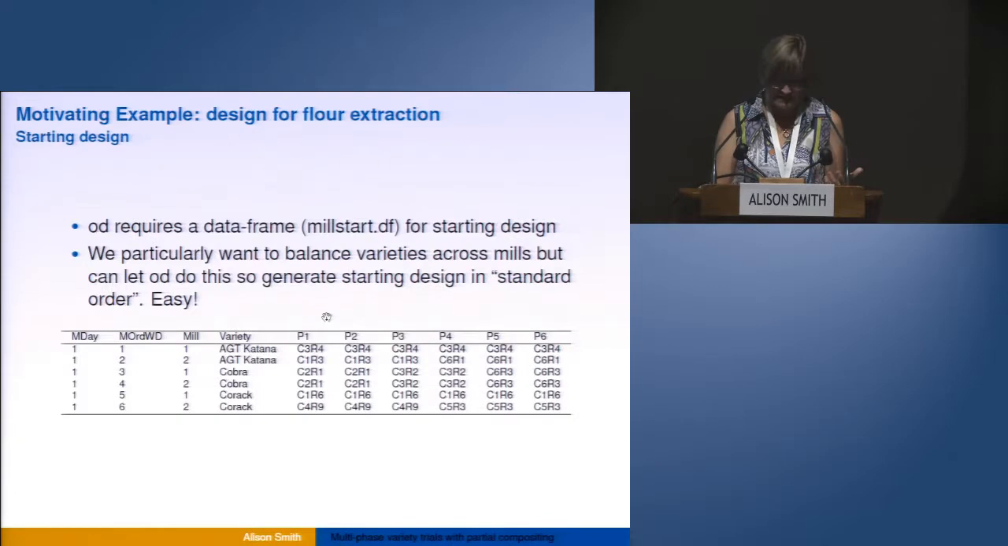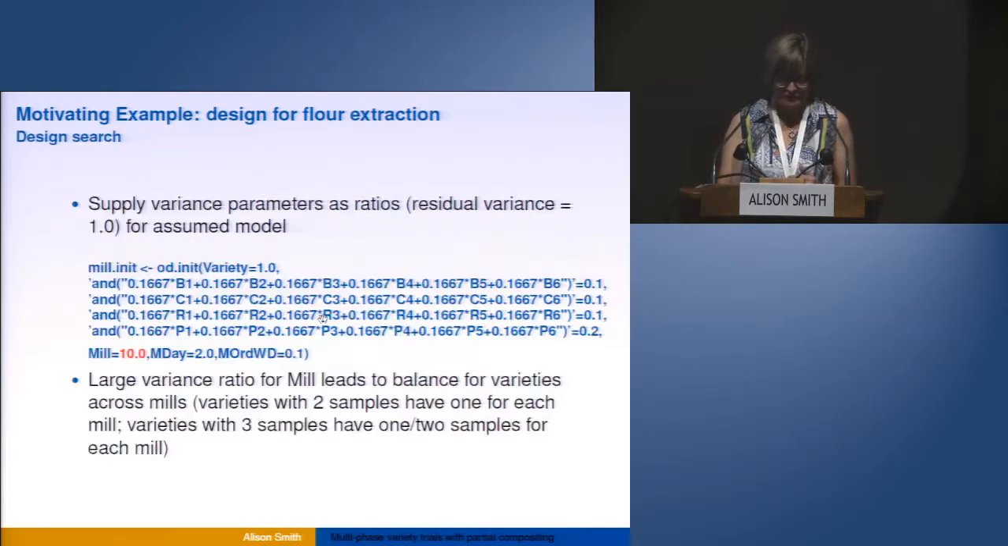So it's very clever syntax to be able to get linear combinations of design matrices. We also need a starting design, and all I want to say here is we obviously need to pull in our milling day and milling order. And ultimately, we want to balance varieties across a lot of the second phase blocking structure, mills being important. And you might think you have to do that up front, but you don't. We can actually let OD work that out for us.